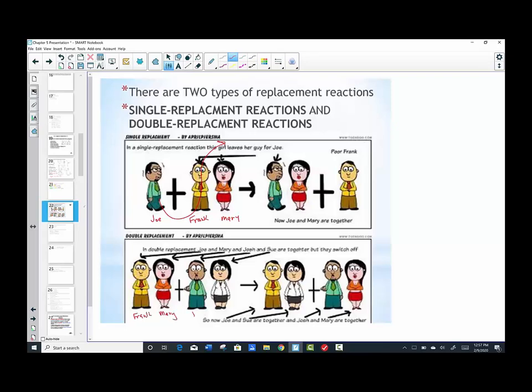Now, here's where our Frank and Mary. And over here now is Josh and Sue. Oh, they've labeled these guys all differently. Let me get this caught up. This is Joe. This is Mary. This is Josh. And this is Sue. All right, so now look what happens. Joe and Sue are now together, and Josh and Mary are now together. This is what we call a double exchange, double replacement, double displacement. The 2 positive ions simply exchange partners, a double replacement.